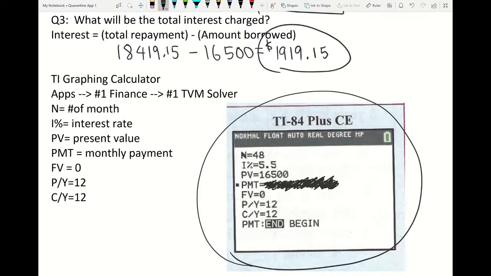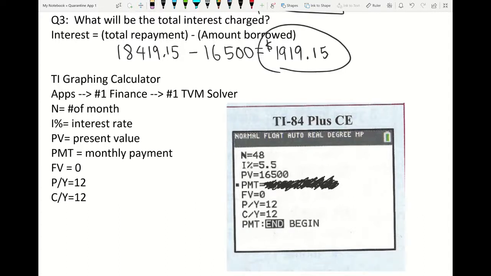Okay, and you're going to type in a bunch of numbers. First one is N. N represents number of months. Since it's 4 years, it's going to be 48 months. Okay, that's pretty straightforward so far. I is the interest rate, and in this case it's 5.5%. Next is PV. That stands for present value. It's the money that you are borrowing, which is $16,500.